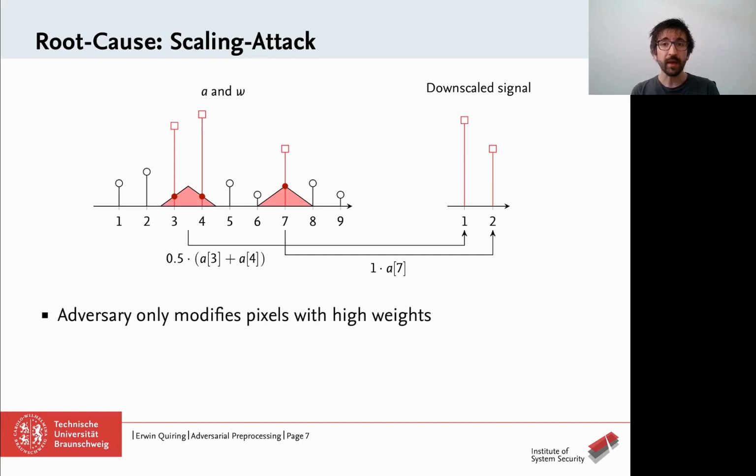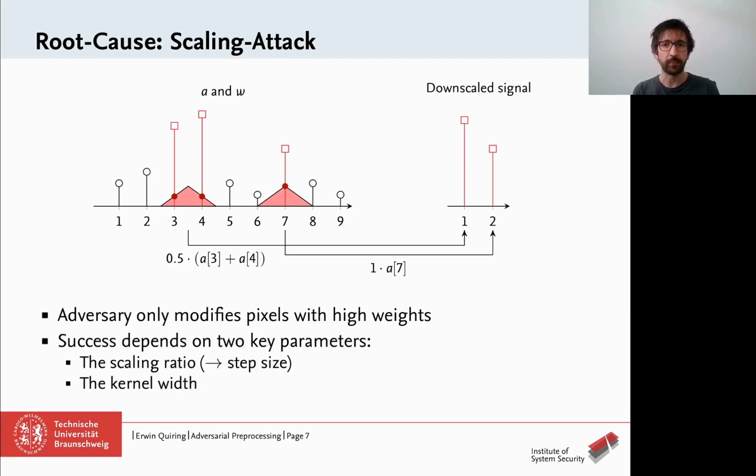After downscaling, we exactly obtain the target signal that we want, but before scaling, we only modify a small portion of the original signal. Many pixels can keep their value, and the adversarial signal is rather unnoticeable. The success of this attack therefore depends on 2 key parameters. The scaling ratio, which determines the step size of the window. Therefore, the larger the step size, the more pixels can remain unchanged, and the attack can be less visible.